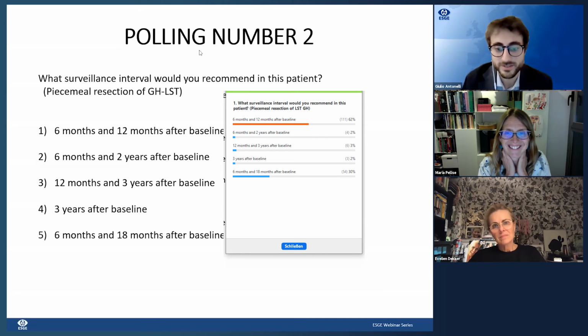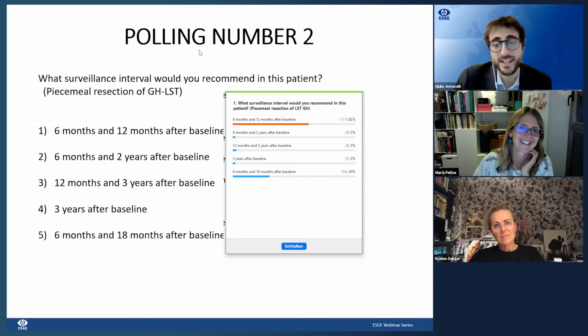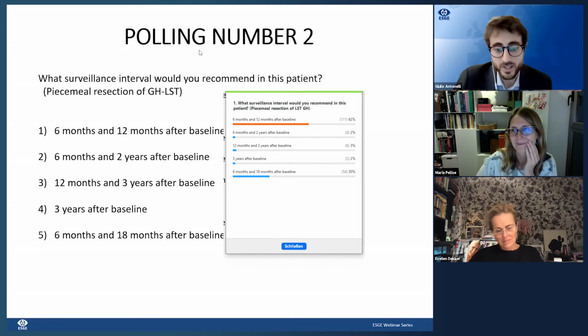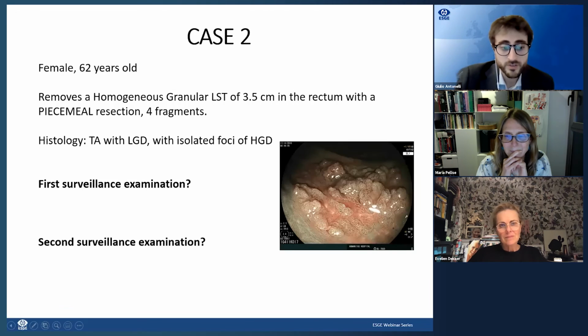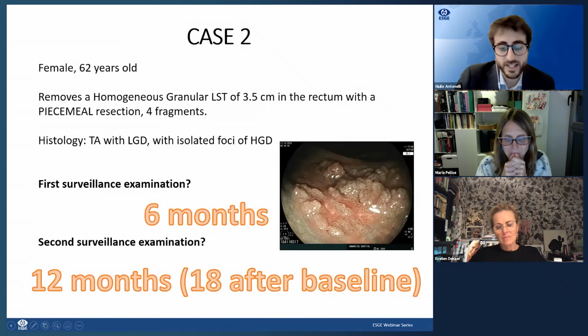Okay, we have a draw among the 6 and 12 months after baseline and 6 and 18 months after baseline. So going on to the answers, as we have seen in the presentations, the first surveillance examination should be done at 6 months after baseline, while the second should be done at 18 months after baseline, or 12 months after the first examination. So the last option was correct.